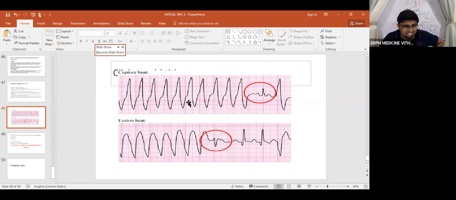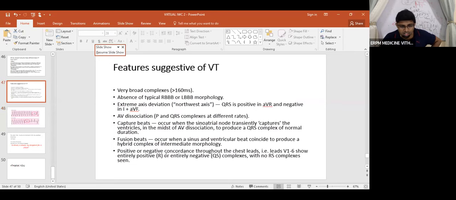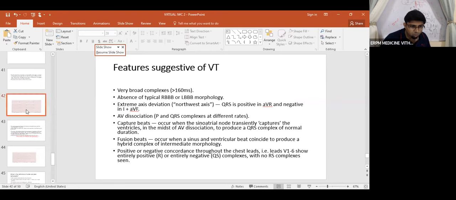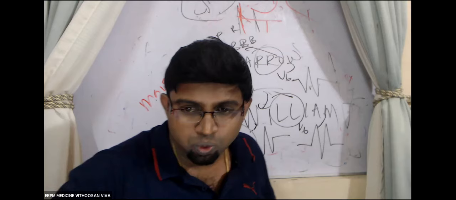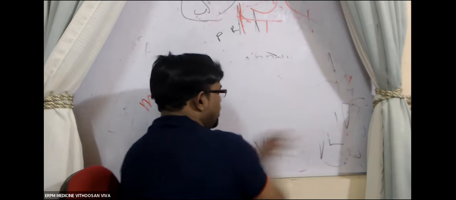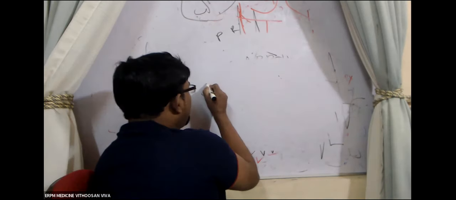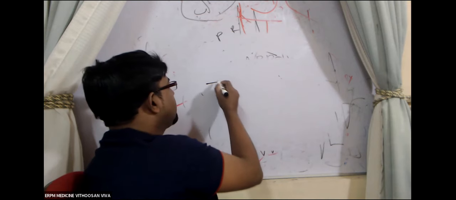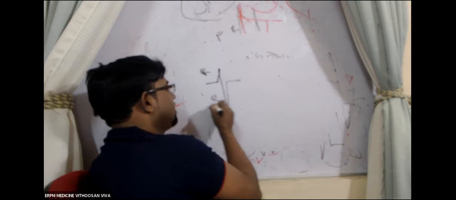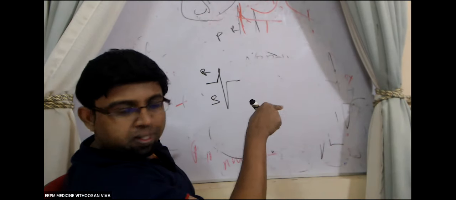The last point, guys, last point: positive or negative concordance throughout the chest leads. What is meant by that? In a normal person, if you look at V1, it has a small R wave and a deep S wave.